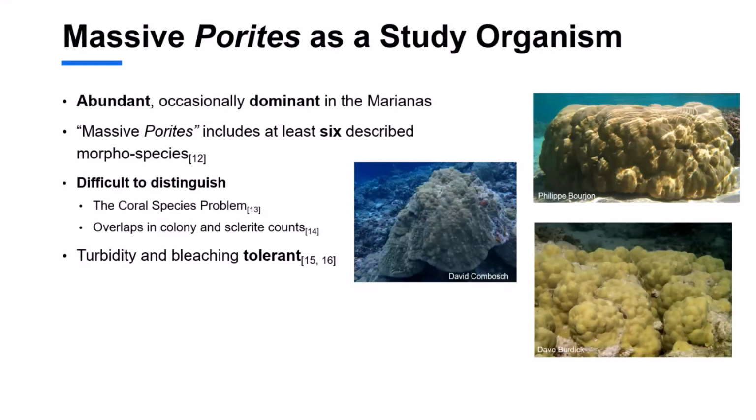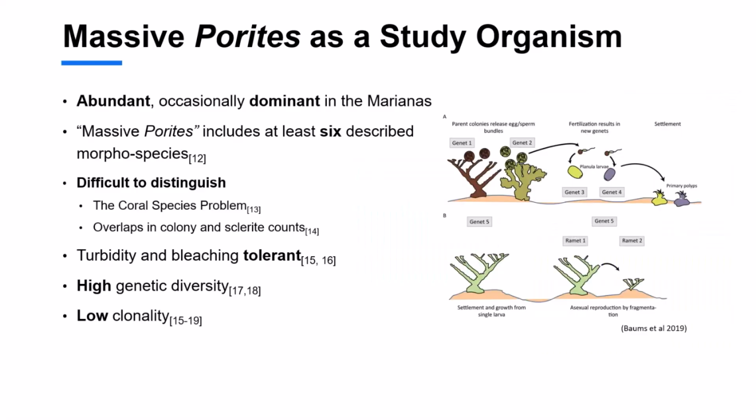Additionally, massive Porites are thought of as being relatively turbid and bleaching tolerant relative to the potentially more fragile species like Eurocropras. They're also known for having high degrees of genetic diversity. So, other studies that have examined rates of genetic diversity have found comparatively high levels. Massive Porites are also thought to distribute primarily through sexual reproduction rather than asexual reproduction.